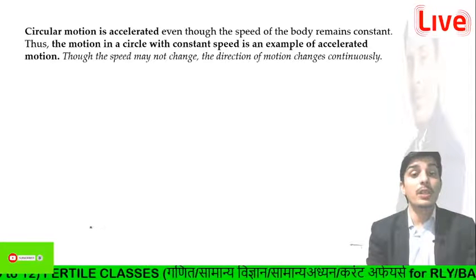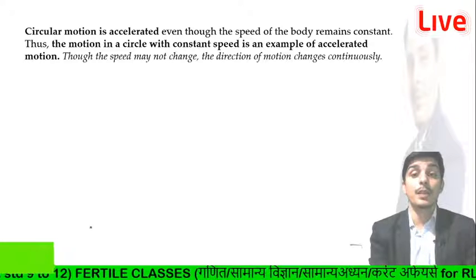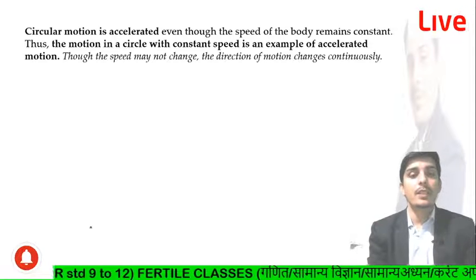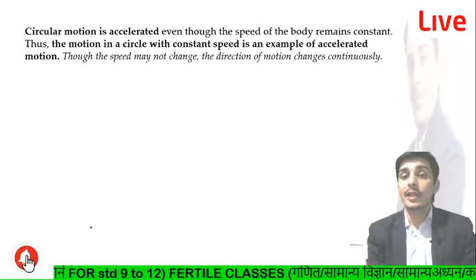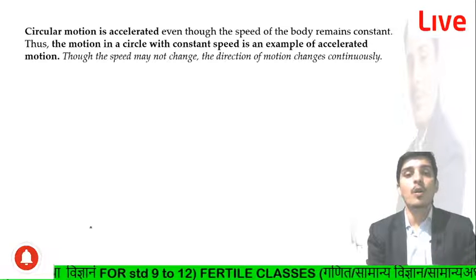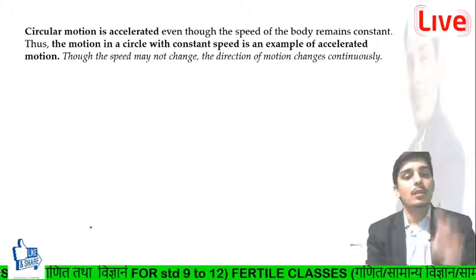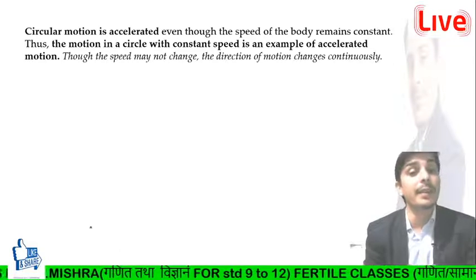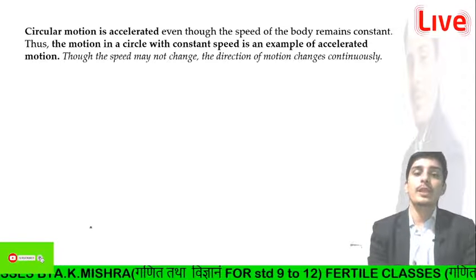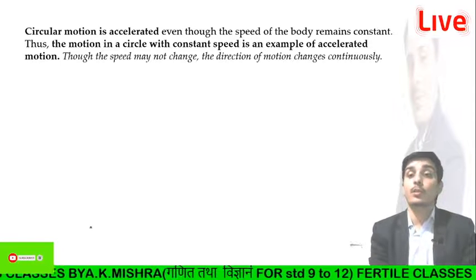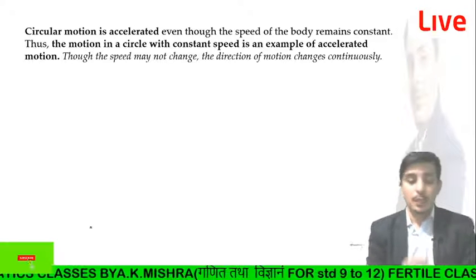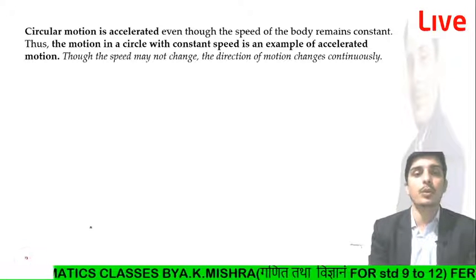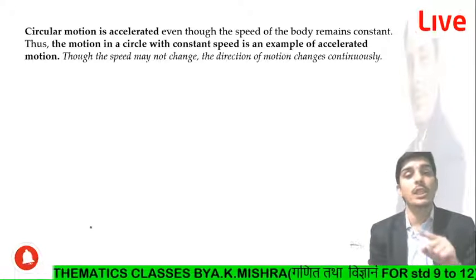Now, circular motion is accelerated even though the speed of the body remains constant. Are you getting what I am saying? Circular motion is accelerated even though the speed of the body remains constant. Thus the motion in a circle with constant speed is an example of accelerated motion. Though the speed may not change, the direction of motion changes continuously. So that's why we can say that circular motion is accelerated.